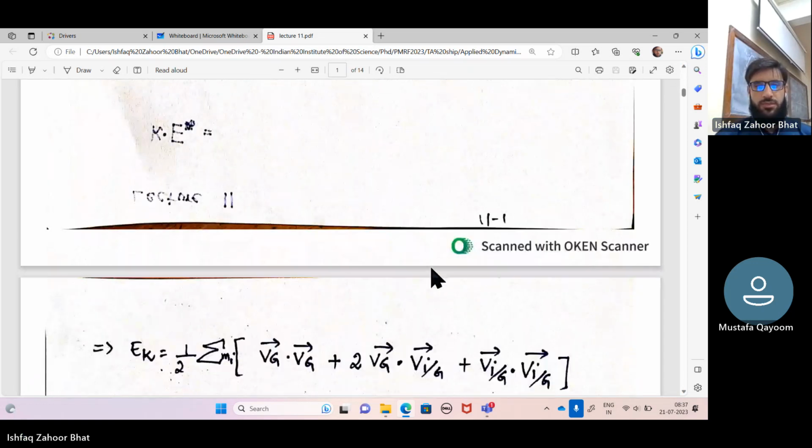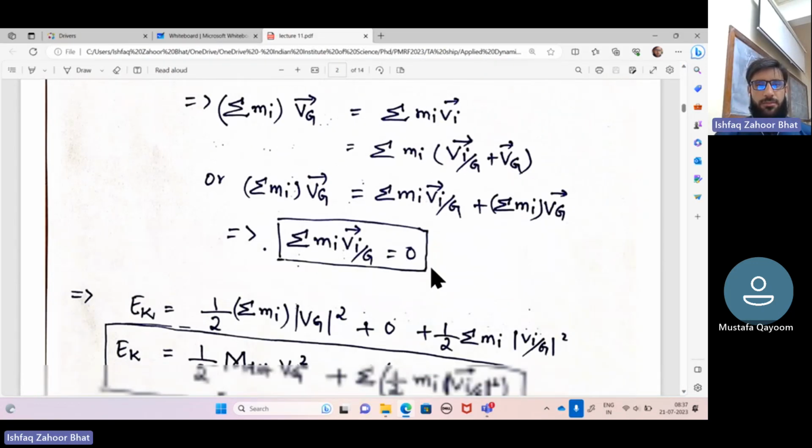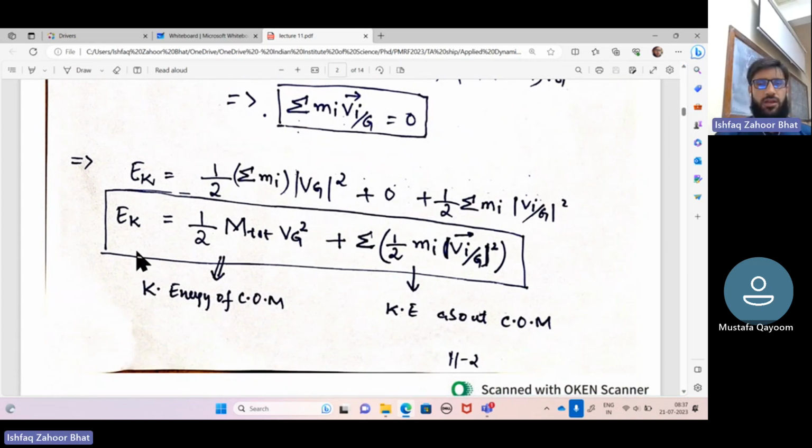So we derived this equation. Basically, this equation tells us that the kinetic energy of the system of particles is equal to the kinetic energy of the center of mass plus the kinetic energy about the center of mass.